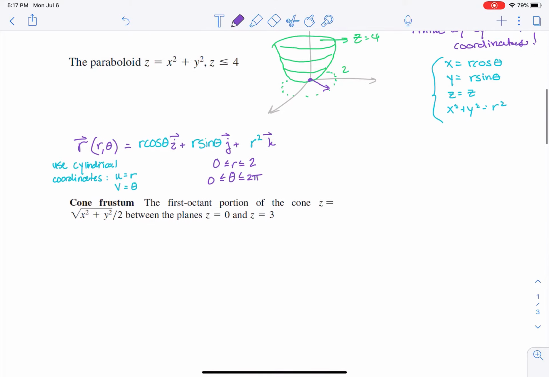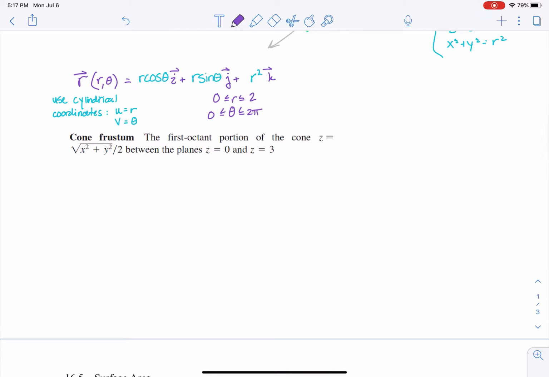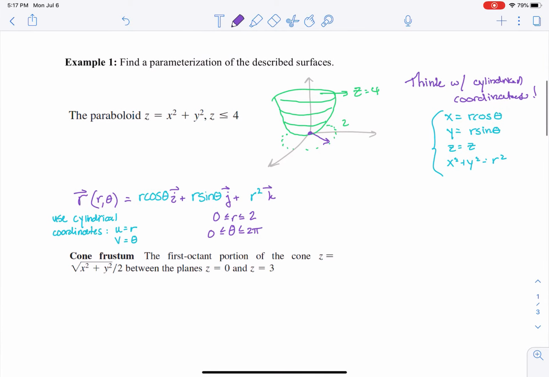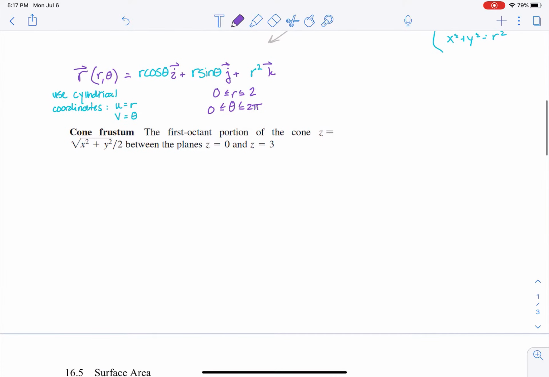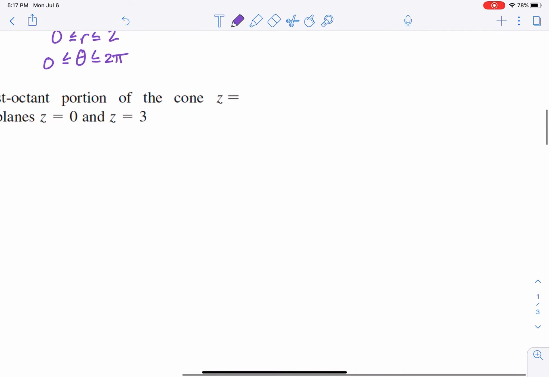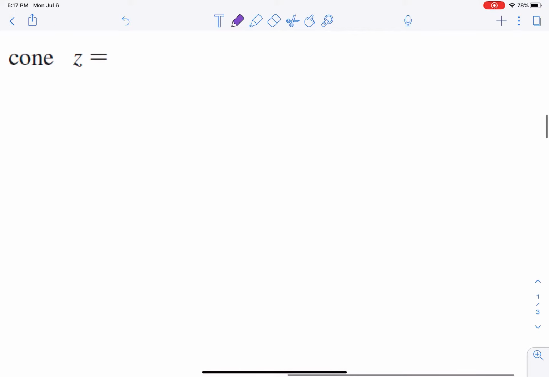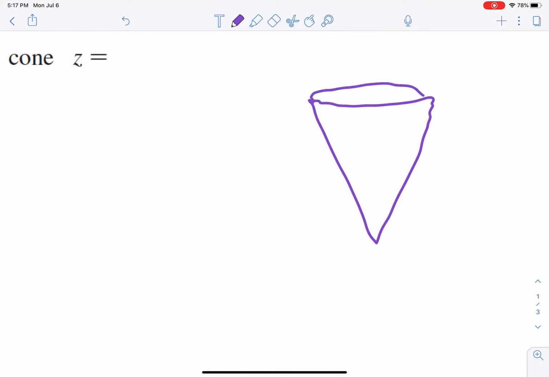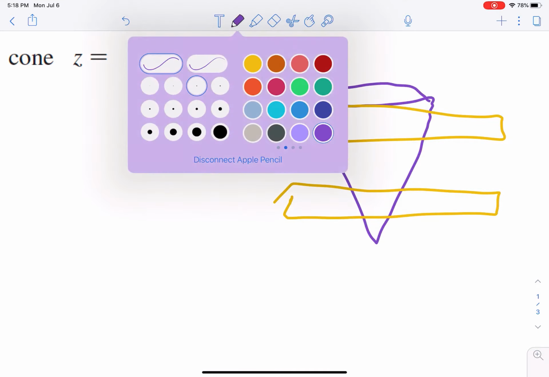Okay, let's do one more before we move on to the actual meat of this section, and we're going to be looking at, what was it asking us to do? Find a parameterization of this surface, the cone frustum. So this is a shape in geometry, and a frustum is just a portion of a solid that lies between two parallel planes, right? So a cone might look like this, and a cone frustum would be just the portion of a cone that would lie between maybe this plane and another parallel plane. So cone frustums are this kind of shape right here.